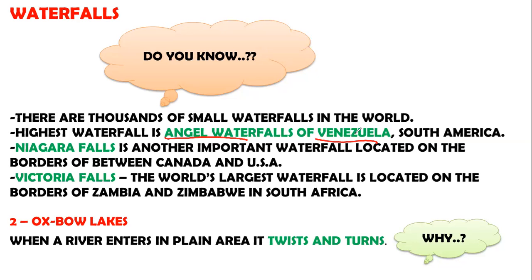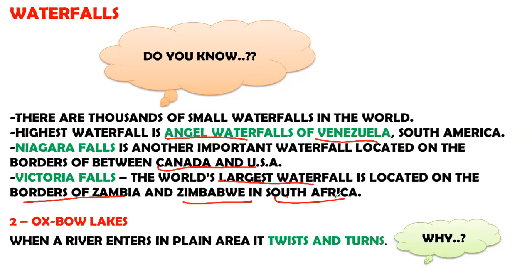Niagara Falls is another important waterfall that is located on the borders of Canada and USA. Whereas Victoria Falls is also quite famous and it is world's largest waterfall. See, there is a difference between largest and highest. Largest means that waterfall is covering a large area, whereas highest means that waterfall is at a great height. The water of river is falling from a great height. So Victoria Falls is the world's largest waterfall and is located on the borders of Zambia and Zimbabwe in South Africa.